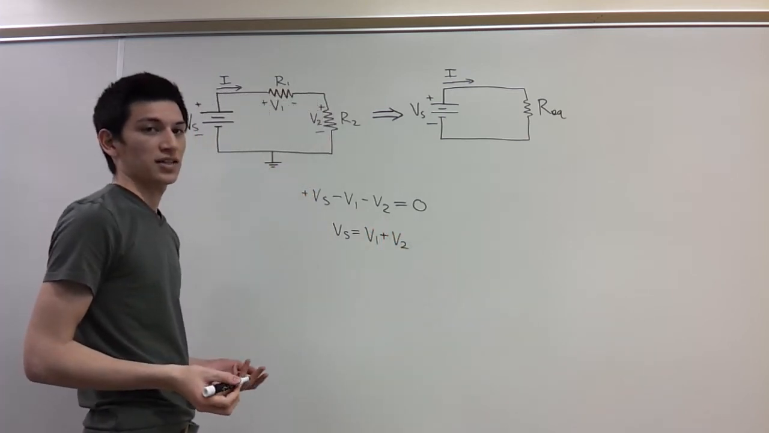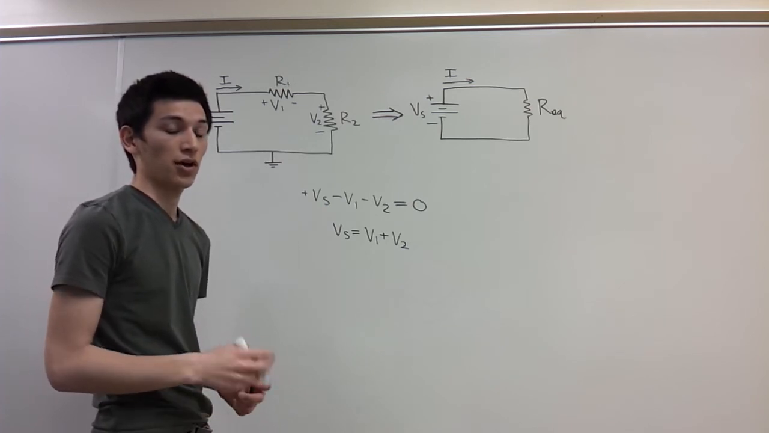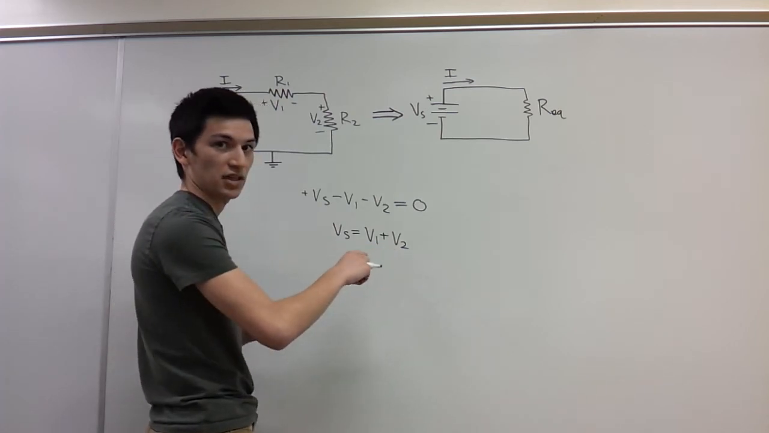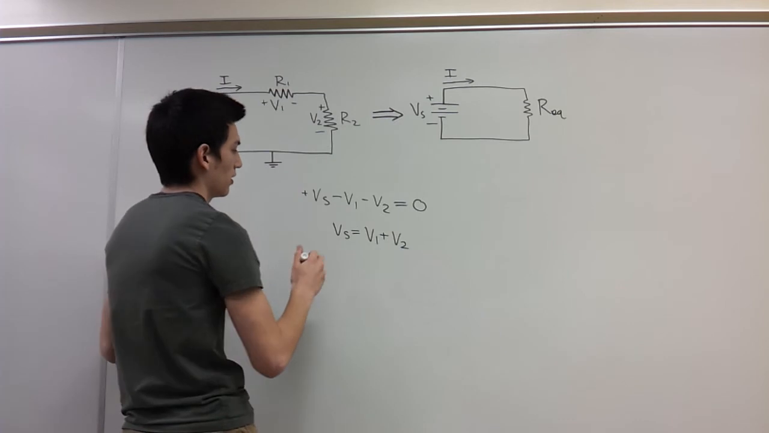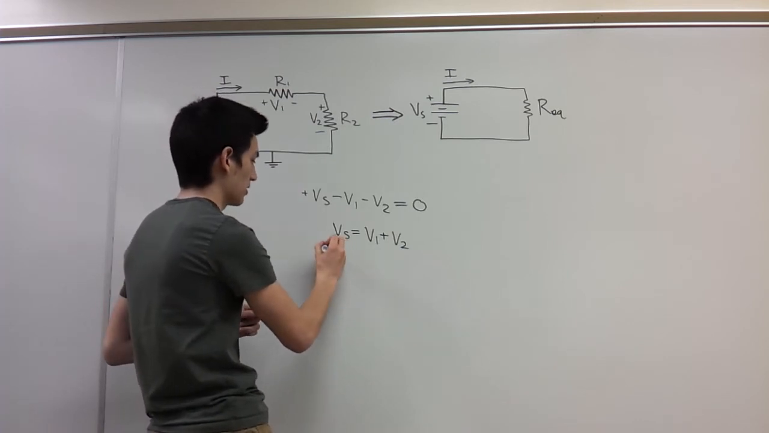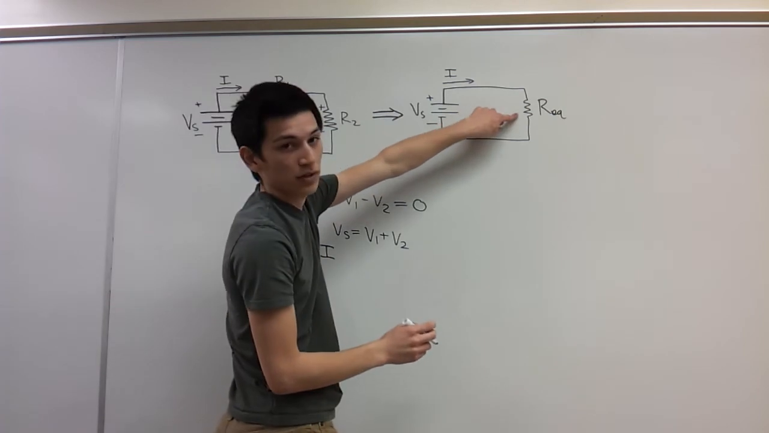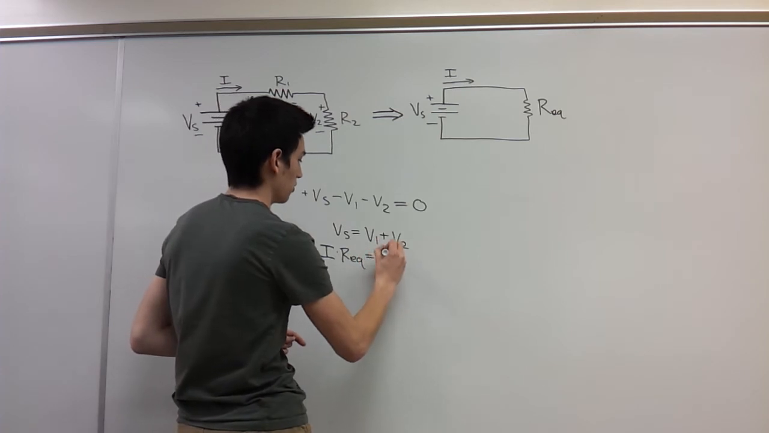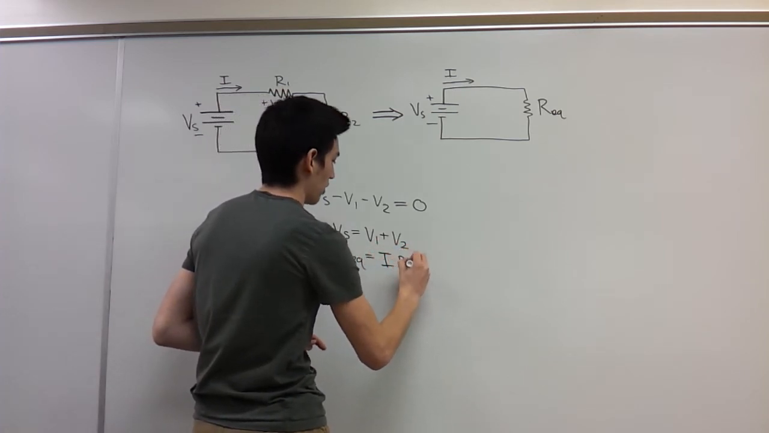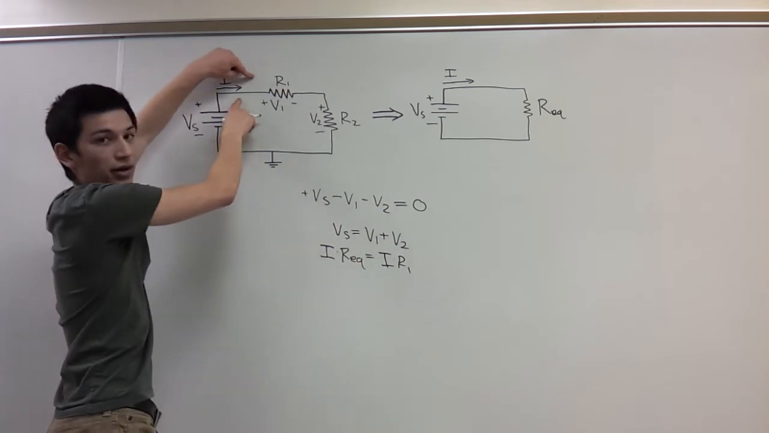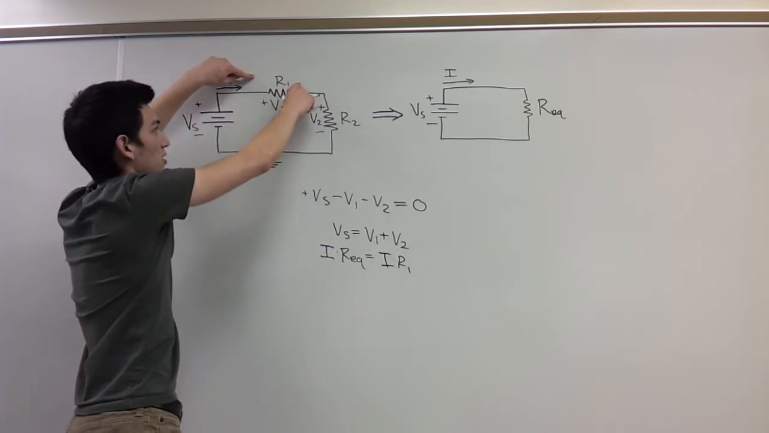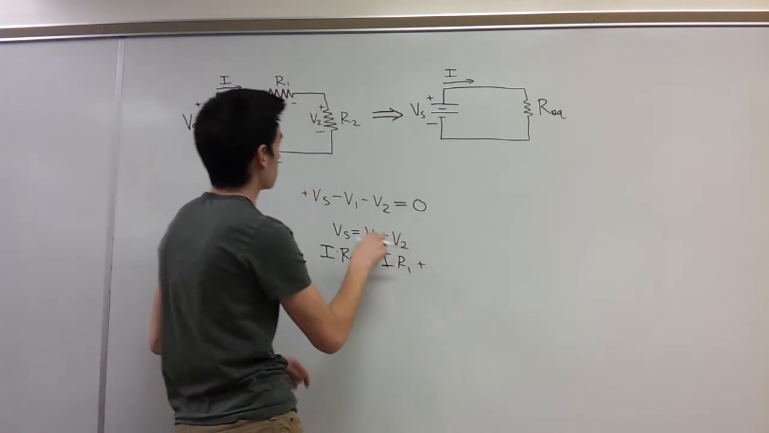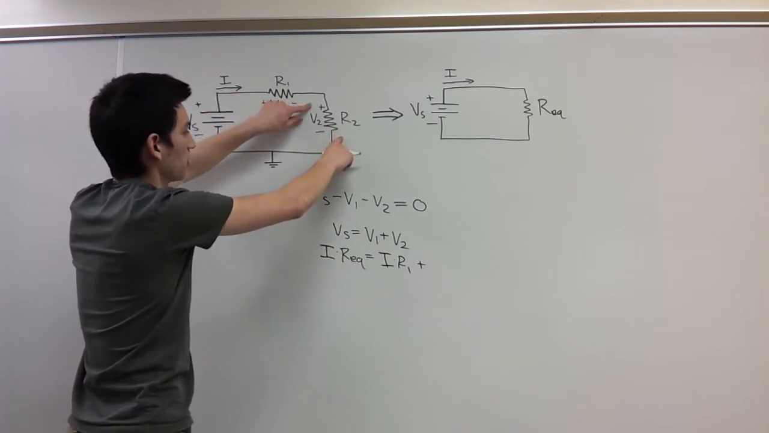Now, Ohm's law states that a voltage is equal to a current times a resistance. In this case, all three voltages have the same current because they are in series. Now, Vs can be written as I times our equivalent resistance. So I times Req is equal to I times R1, because V1 is equal to the current traveling through the circuit times the resistance that the current is traveling through. Now this is going to be plus V2, which is equal to I times R2.